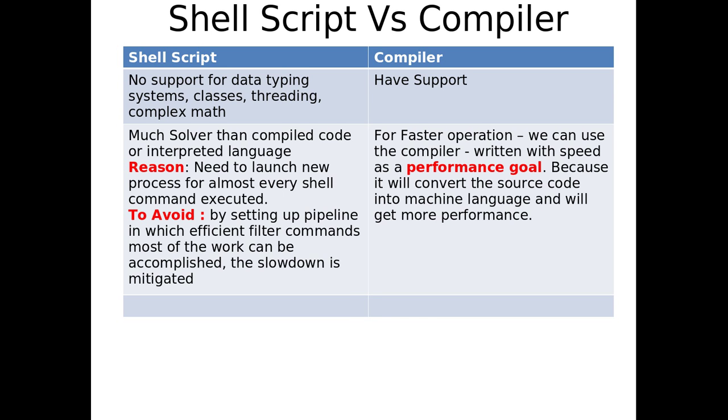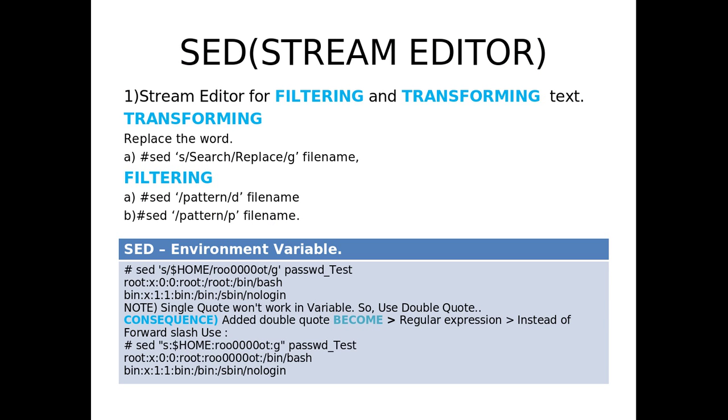For performance-oriented work we can't write a shell script, because we won't get the performance. But if you have no other option, if the user doesn't have knowledge of compiler programs and wants to write a shell script, then to avoid the slowness he can use the pipe symbol, a way of filtering the output, and we can mitigate the slowdown.